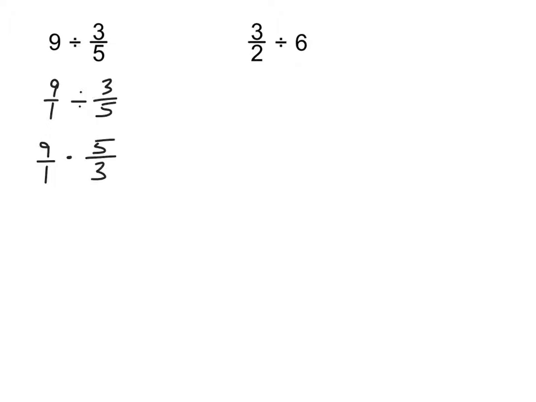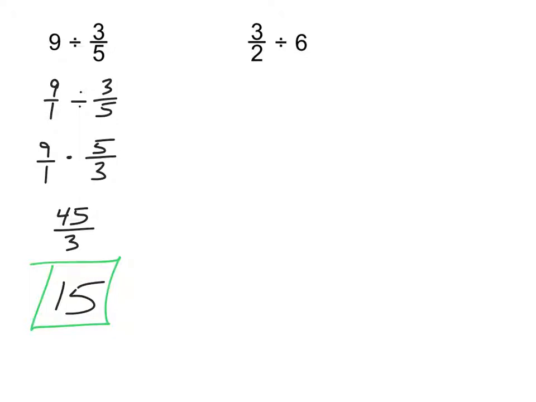Do the work from there. 9 times 5 on the top is 45. 1 times 3 on the bottom is 3. I can divide top and bottom both by 3, which gives me 15 over 1, which of course is just 15. So that's it. That's your final answer for that first one. We got a whole number as it happened. That won't always happen, but sometimes it will.